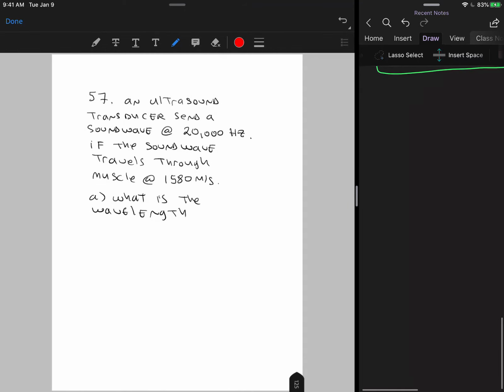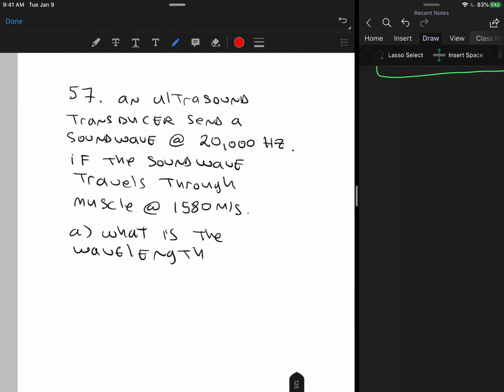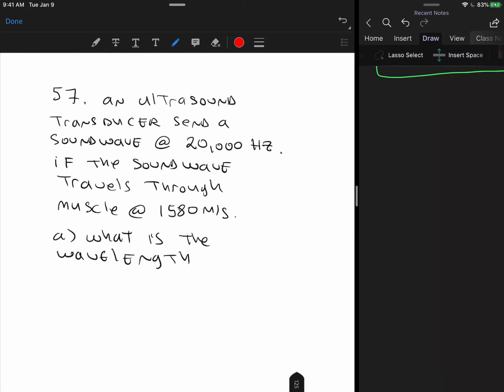Next, try this one. An ultrasound transducer sends a sound wave at 20,000 hertz. If the sound wave travels through muscle at 1,580 meters per second, what is the wavelength of this ultrasound wave? So go ahead and pause, try to solve this yourself, and then check your answer.